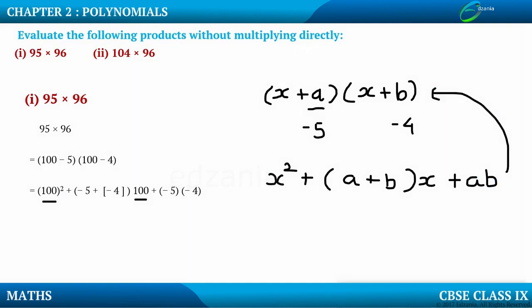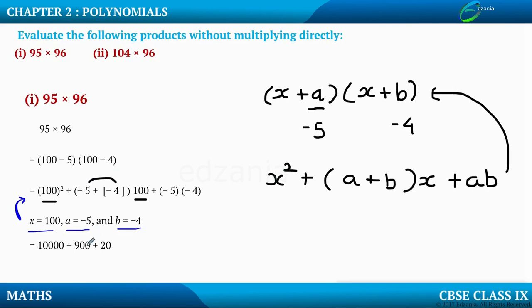And now we know 100 square. So what is the square of 100? 10,000. Let us go through a systematic pattern. That is, x is 100 now, a is minus 5 and b is minus 4, as we have identified in this one. Then 100 square. How much is 100 square? 100 square is 10,000.